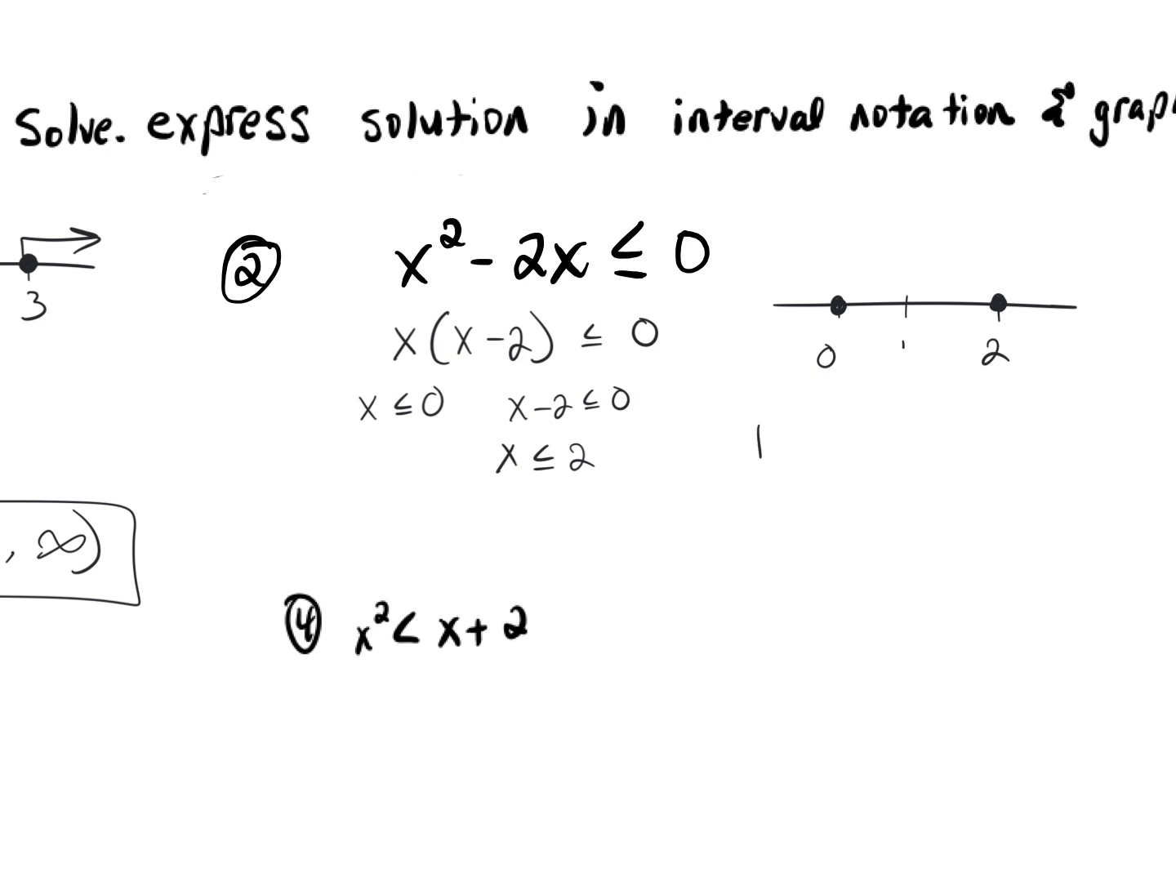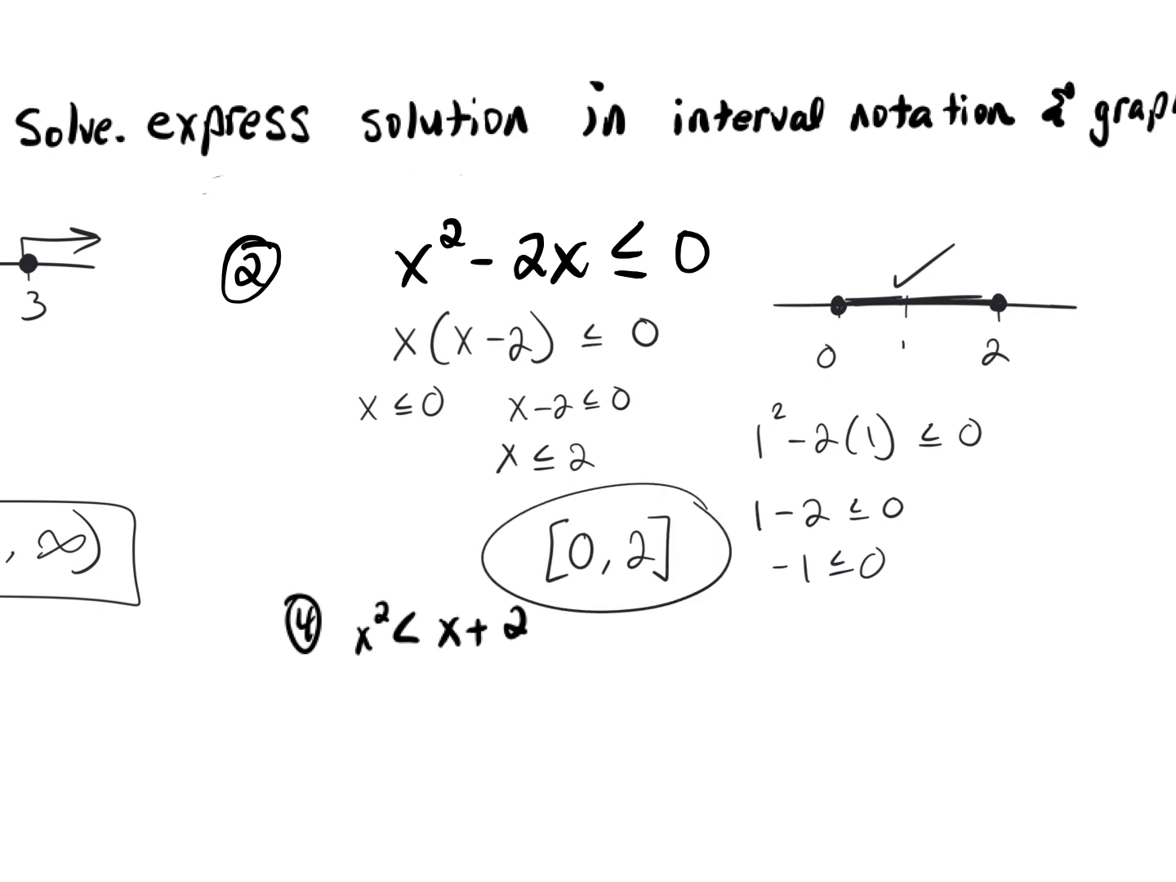That's when I mentioned that you guys want to choose numbers that are easy and make sense. That's why I've been choosing zeros, I've been choosing 1s, I've been choosing 2s. Small numbers are your friends here of a test. So you get 1 minus 2 is less than or equal to 0. So you get negative 1 is less than or equal to 0. We see that's true, so our solution is actually going to be right here in the middle. Our interval is going to be from 0 to 2 with a bracket, and that is your final answer.